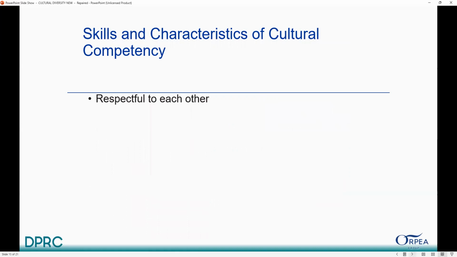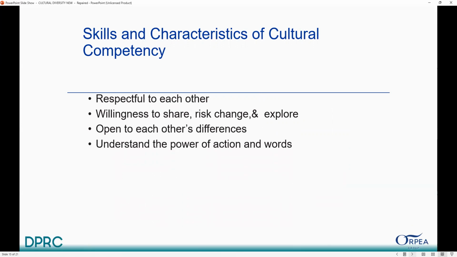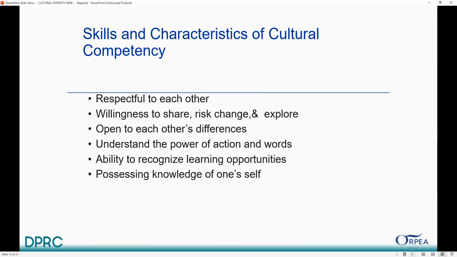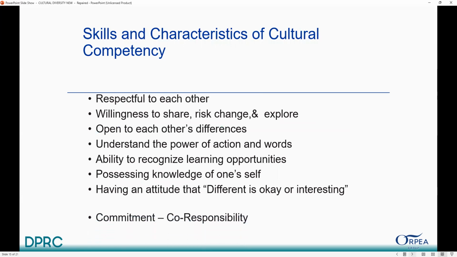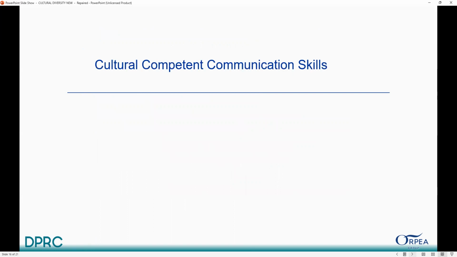Skills and characteristics of cultural competency. Respectful to each other, willingness to share, risk change, and explore, open to each other's differences, understand the power of action and words, ability to recognize learning opportunities, possessing knowledge of oneself, having an attitude that different is okay or interesting, commitment, co-responsibility, and cultural competent communication skills.